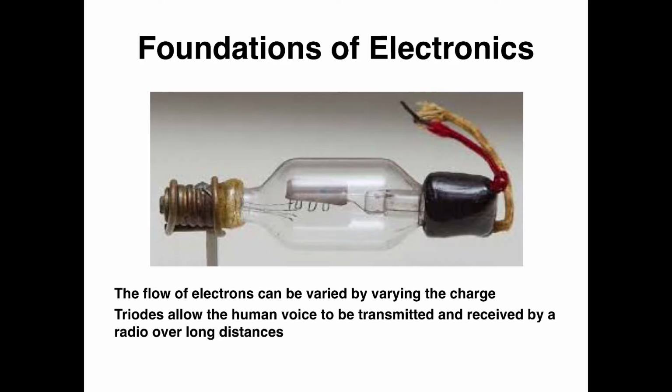So triodes can allow a human voice to be transmitted and received over radio for long distances, because they can change or vary based on the grid and the electrons that are passed through the grid. The invention of diodes and triodes is what made modern electronics possible. So these early vacuum tubes and the subsequent control that they gave allowed for subsequent development of early electronics.